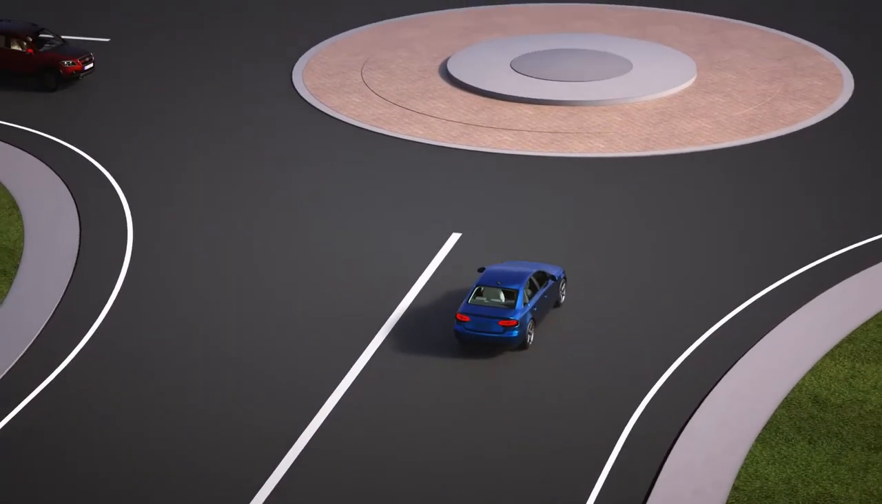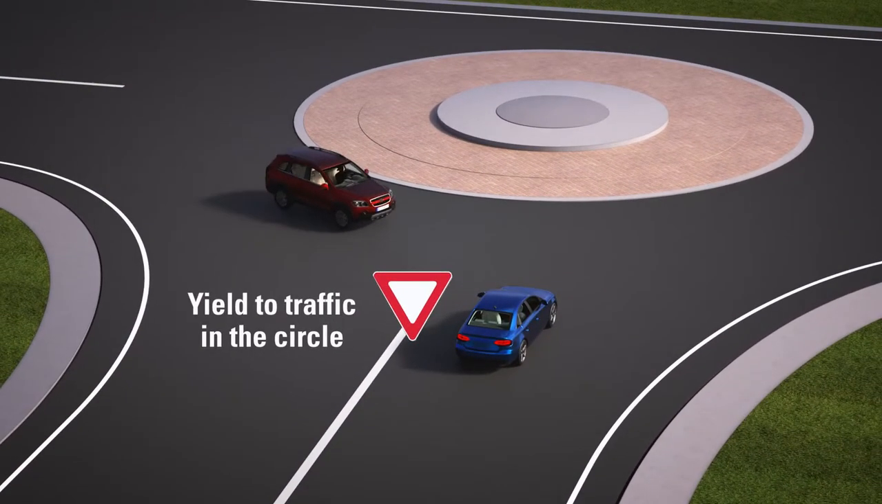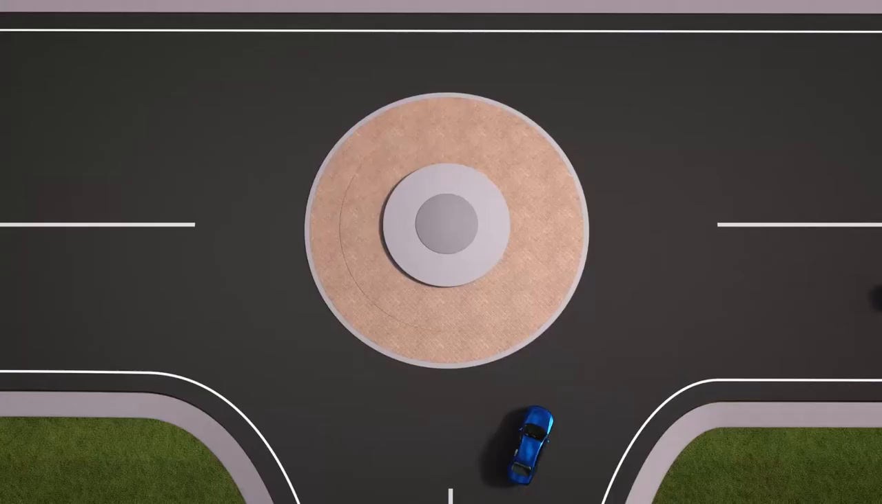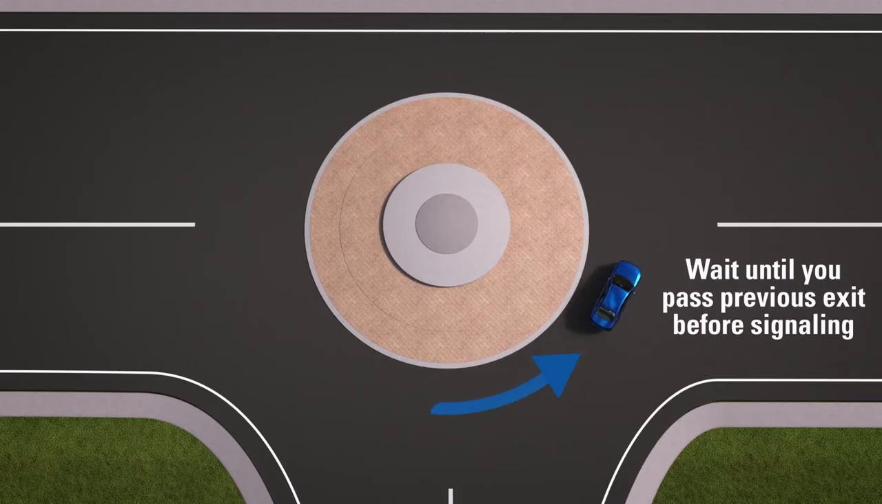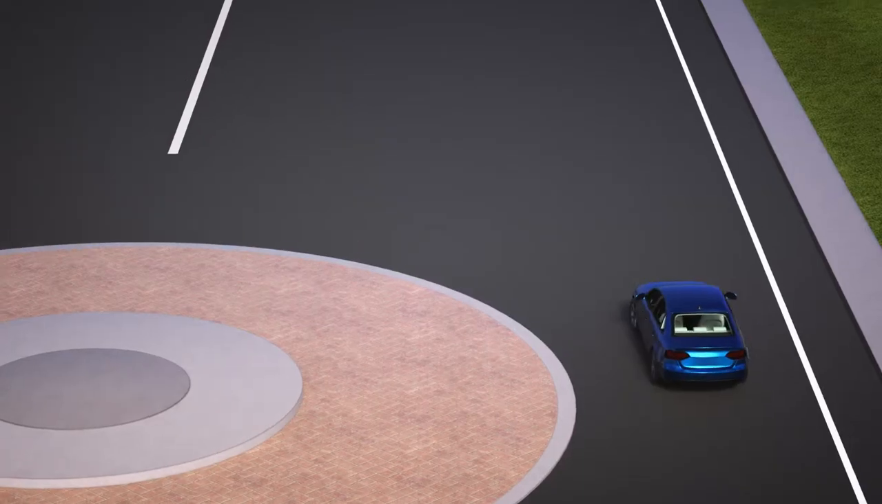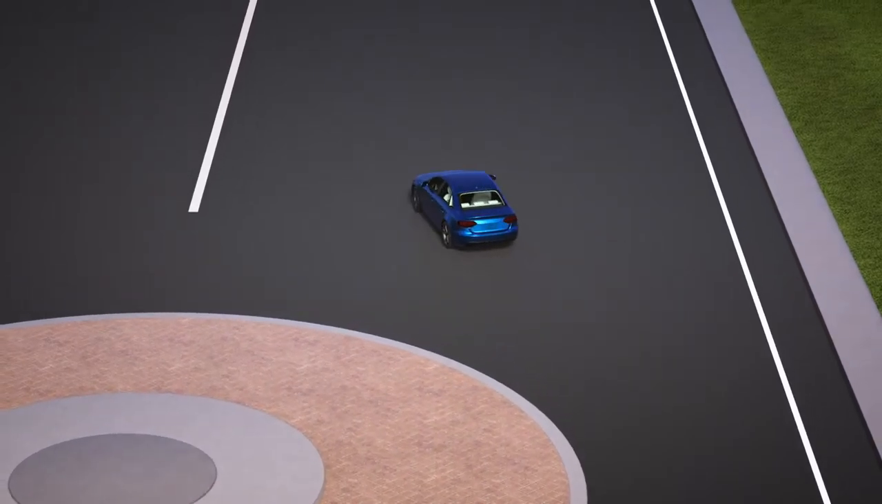Slow down as you approach the traffic circle. Yield to any traffic already in the circle. Once in the circle, wait until you have passed the exit before you intend to exit to activate your right turn signal. Keep your indicator on until you have exited the circle.